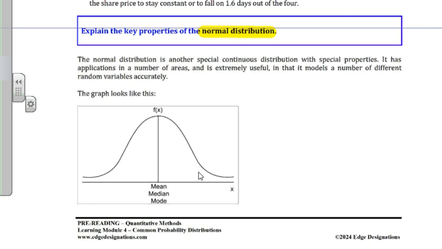Next one is the normal distribution. Normal distribution should make everybody get a little bit of a warm fuzzy feeling, I hope. It's the one that we deal with the most, a very common distribution. And let's have a look over here at some of its properties.